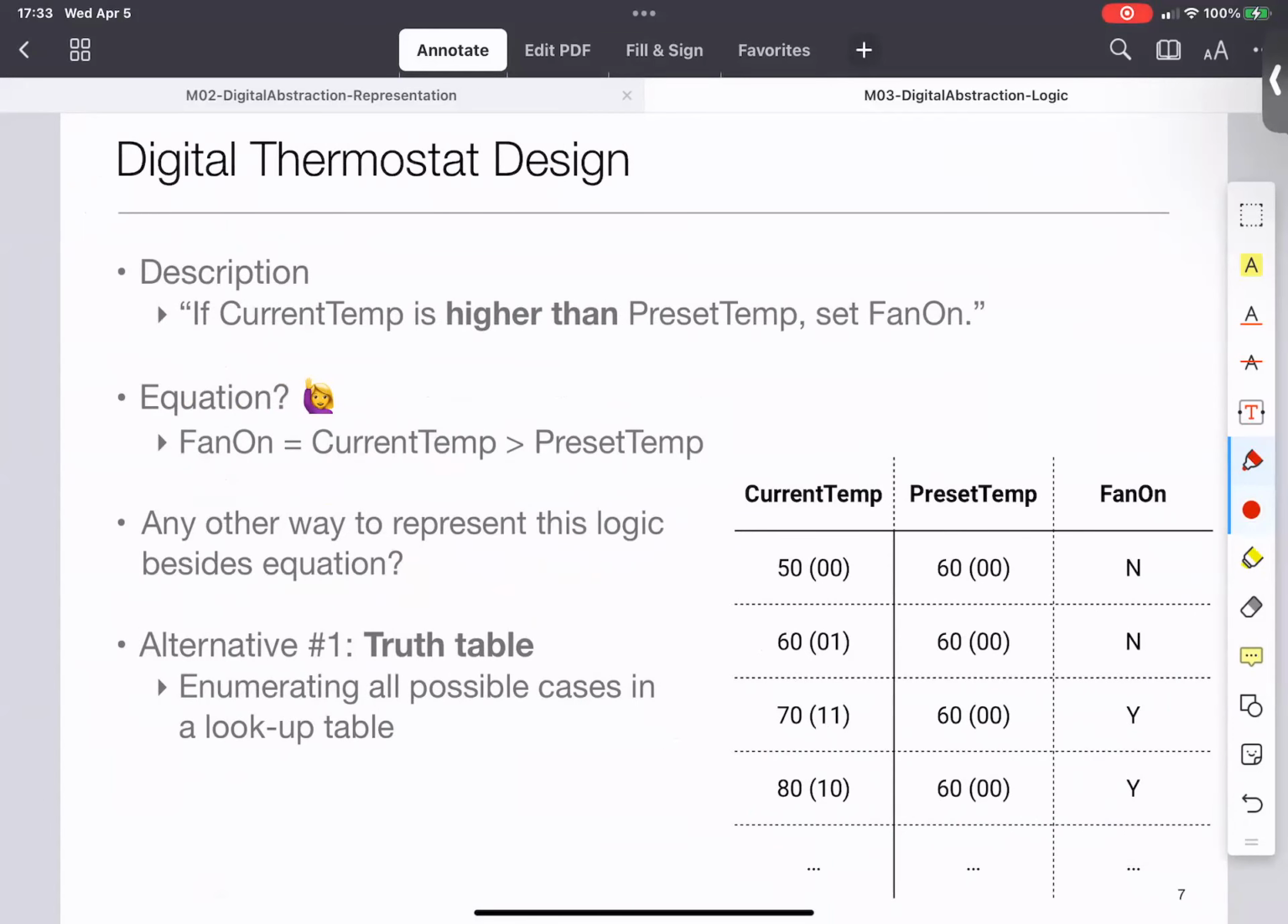So we have 4 current temperature values and 4 preset values. So there are a total of 16 possible values. I can have 16 rows. And then for each one of them, I can say whether the fan is on or not. So something like this is often referred to as a truth table.